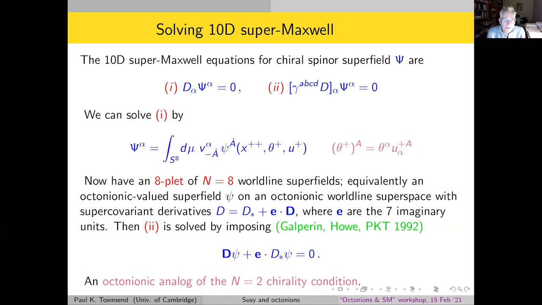It's imposed by, basically you get this condition here, and that's an octonionic analog of the N=2 chirality condition. So the upshot is that if you're looking at solving the super-Maxwell equations over the reals, in 3, 4, 6, and 10 dimensions, there's an explicit connection to the real, complex, quaternions or octonions through this twistor-like transform.